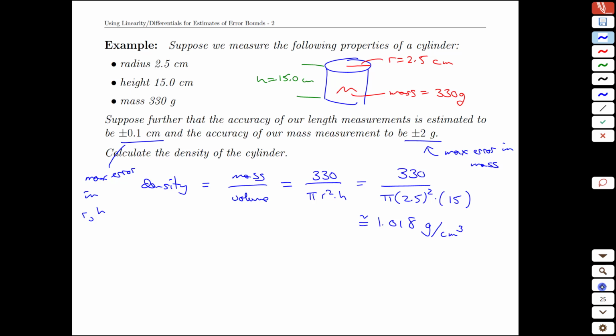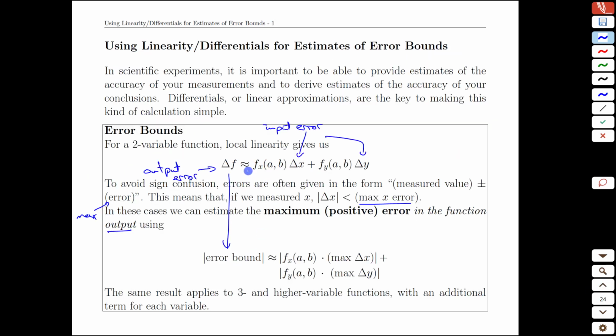The key thing again, though, is all of this is based on the linearization formula, taking that and generalizing it to errors through the absolute values to take into account that we could have positive or negative errors. And we want to get the total or worst case scenario.